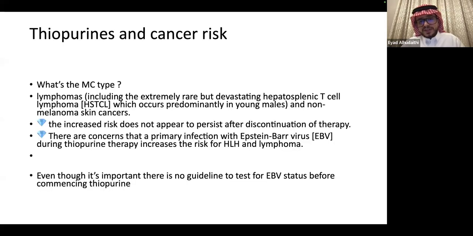So thiopurine and cancer risk: the most common type is lymphoma, including the extremely rare but devastating hepatosplenic T-cell lymphoma, which occurs predominantly in young males, and non-melanoma skin cancer. The increased risk doesn't appear to persist after discontinuation of therapy. There are concerns that a primary infection with Epstein-Barr virus during thiopurine therapy increases the risk of HLH and lymphoma. Even though it's important, there is no guideline to test for EBV status before commencing thiopurine.